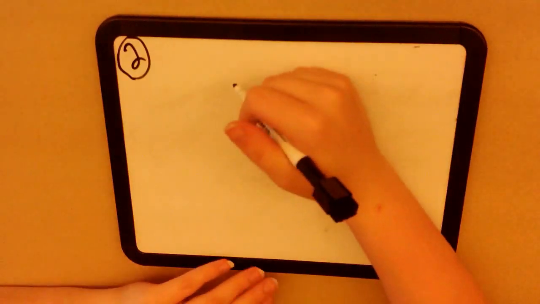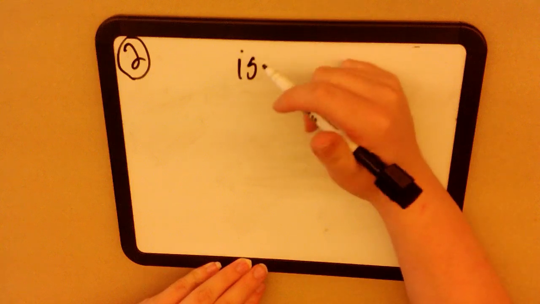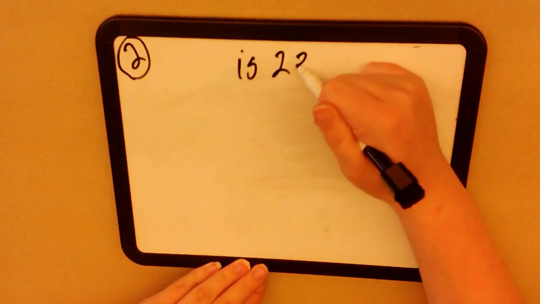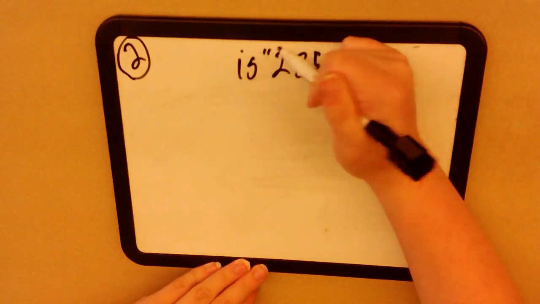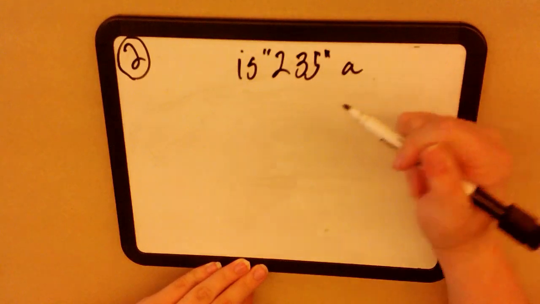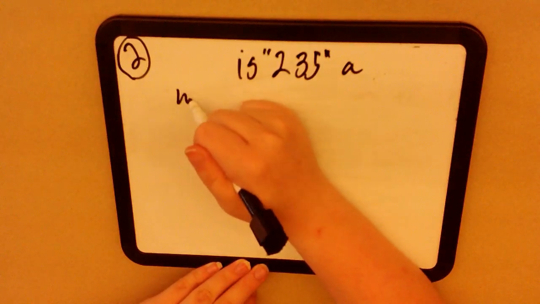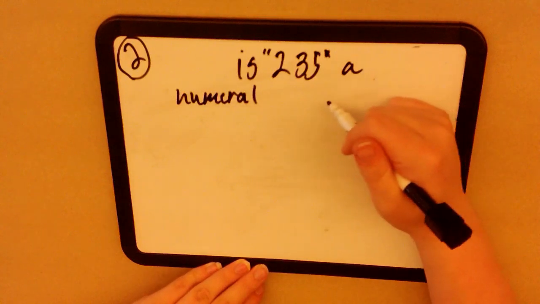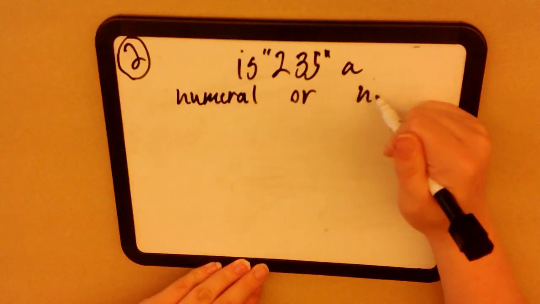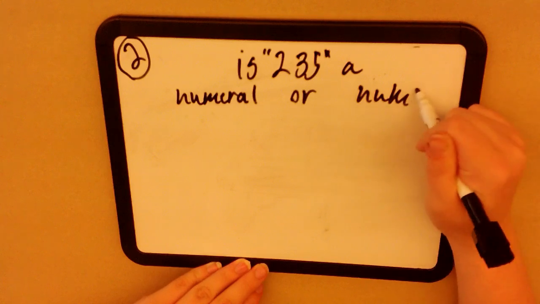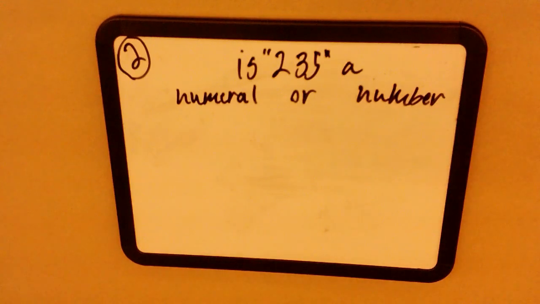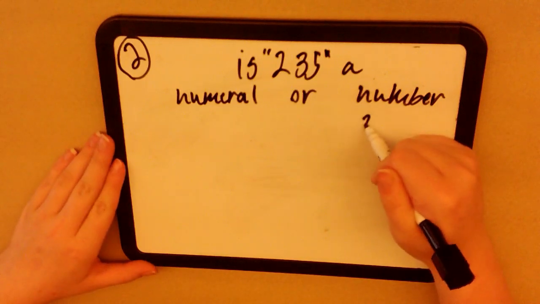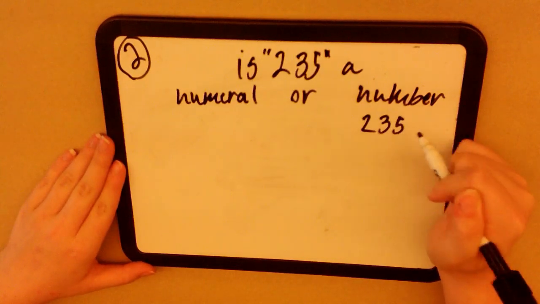And now we're going to look at question number 2, which is, is 235 a Roman numeral or an Arabic number? And so this can easily be read, so it is in fact a number versus being a numeral.